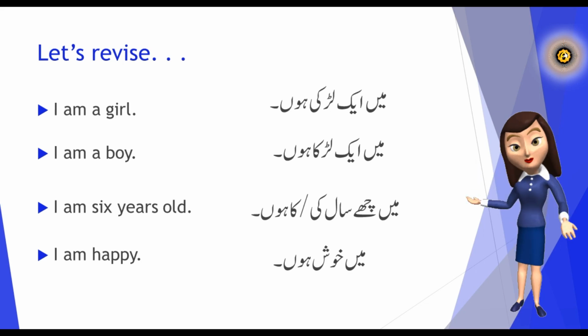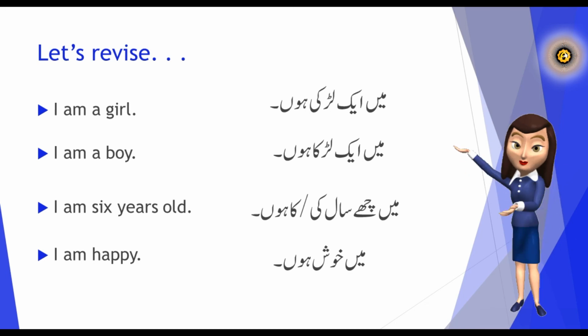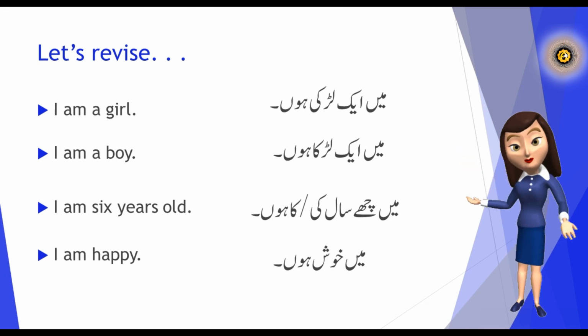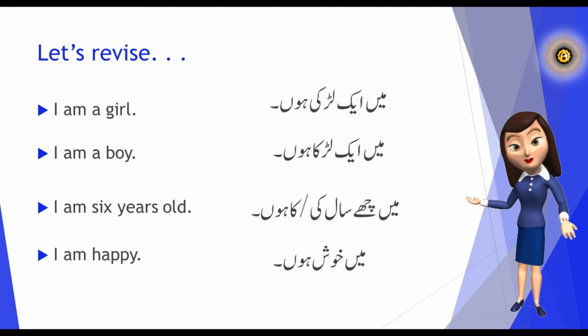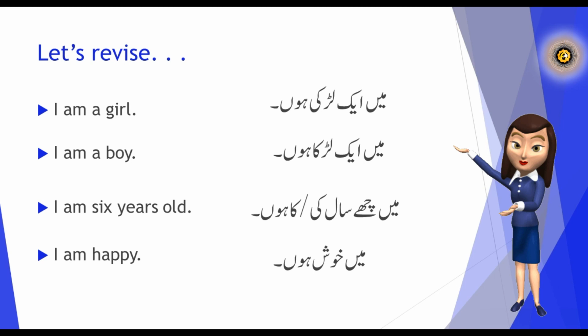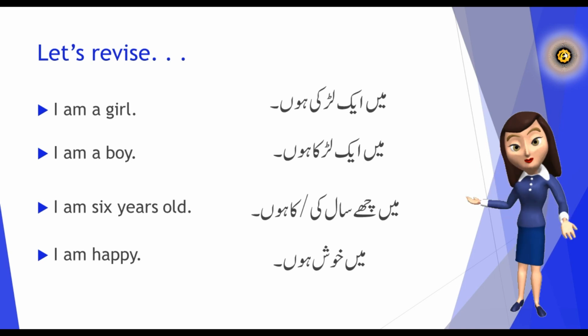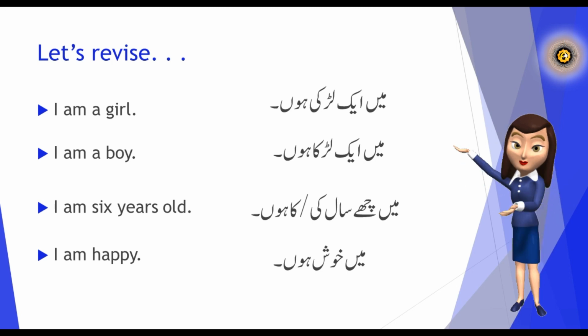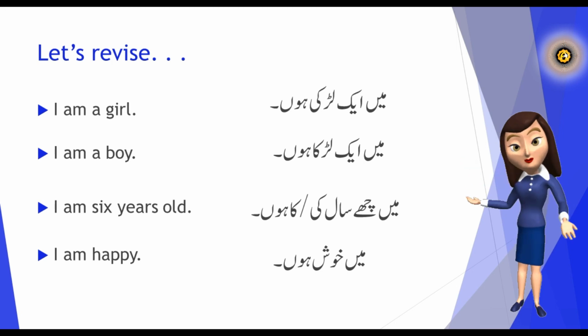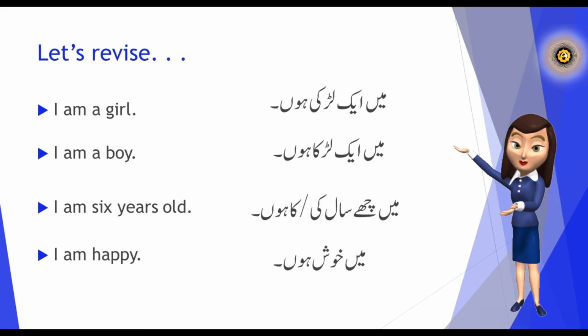Let's repeat these sentences one more time. I am a girl. मैं एक लड़की हूँ. I am a boy. मैं एक लड़का हूँ. I am 6 years old. मैं 6 साल की हूँ. और मैं 6 साल का हूँ. Then I am happy. मैं खुश हूँ. और if you say I am sad, then it is, मैं उदास हूँ. Repeat these sentences and revise, okay?